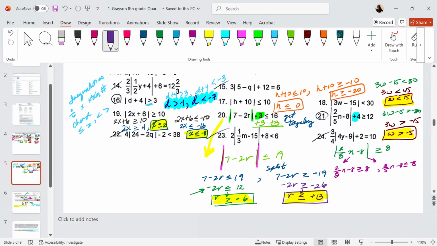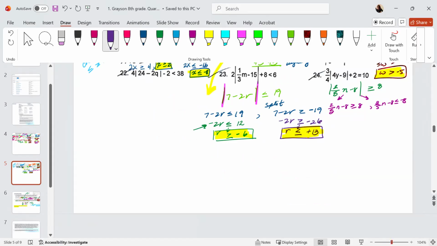So with the first 8, what we're going to do is add the 8 on both sides. So you have 2 over 5n greater or equal to 8 plus 8, which is 16. And then how do you get rid of the 2 over 5? What do you do, Grayson?